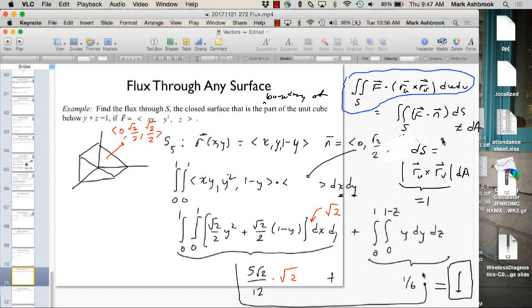Okay, so now we do the same problem. I want you to do it a different way. Find the flux through S, the closed surface that's part of the unit cube below y plus z equals 1. I want you to find that flux a different way. And when you do, you should get the answer of 1. Go.